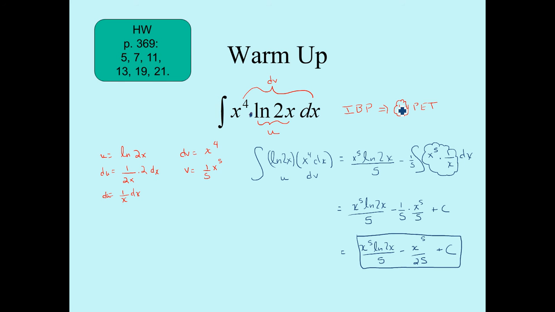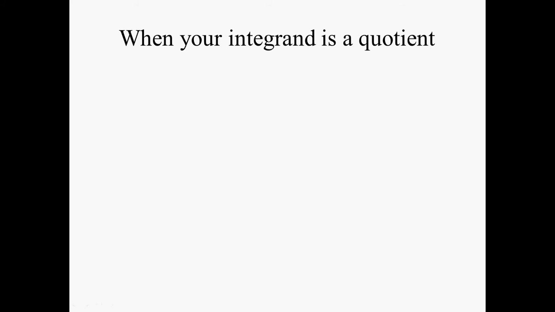Alright, so that is, again, integration by parts. I kind of think of this in most instances as undoing the product rule. Now I have to think about a quotient.